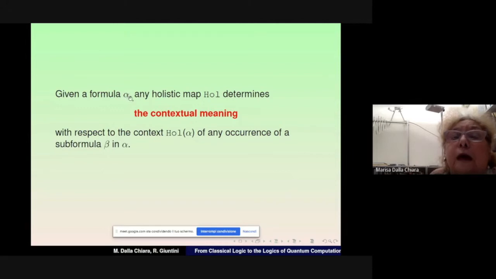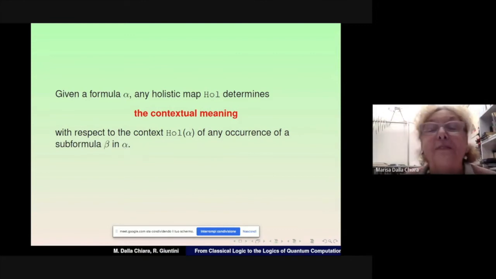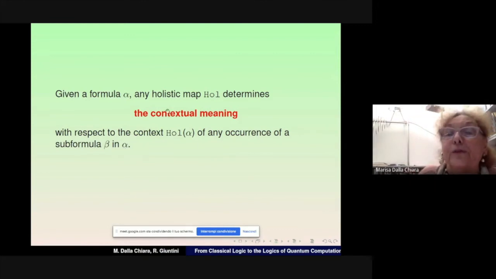So given a formula alpha, any holistic map Hol determines the contextual meaning, with respect to the context Hol(alpha), that is a density operator, of any occurrence of a subformula beta in alpha. Now, in order to define a reasonable concept of contextual meaning, it is very natural to use the notion of reduced state. You have seen with Roberto what is a reduced state.